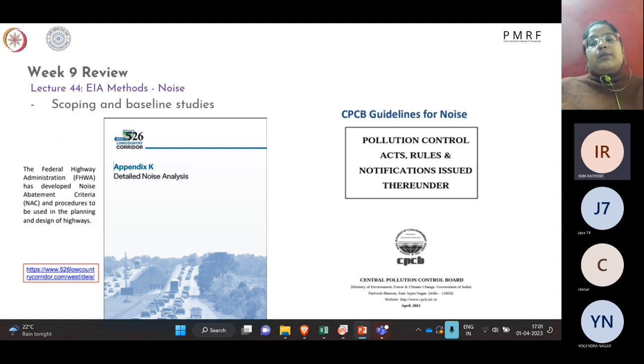Then we also have the CPCB guidelines for noise. CPCB is the Central Pollution Control Board, which is a regulatory body for measuring air and noise pollution in India. They have the Pollution Control Acts, rules, and notifications which include noise pollution effects as well.